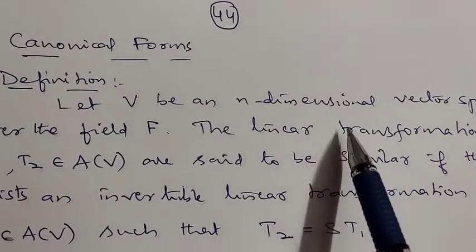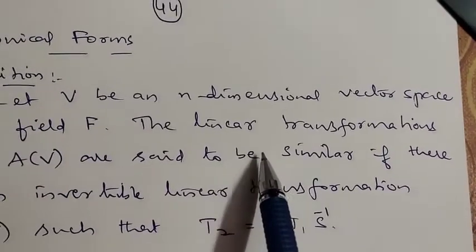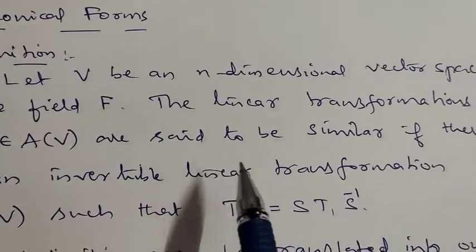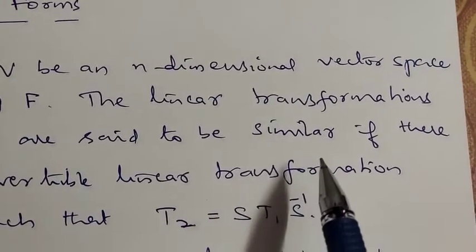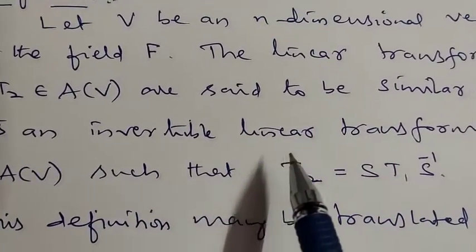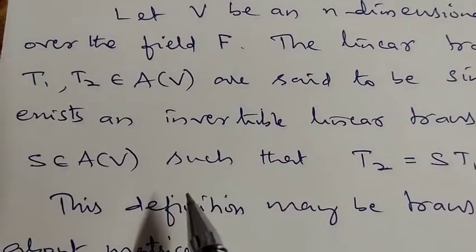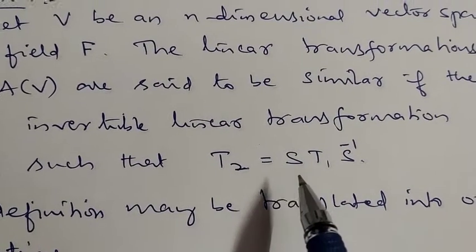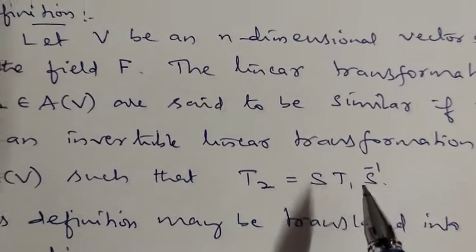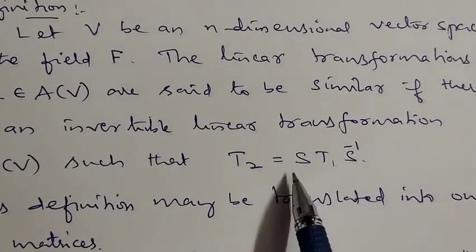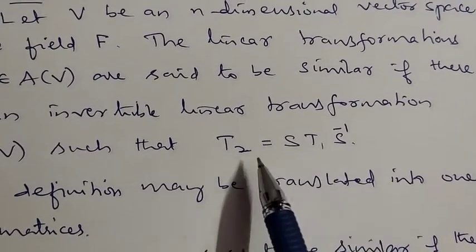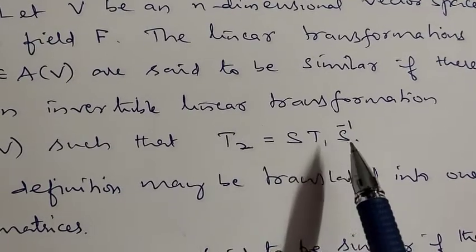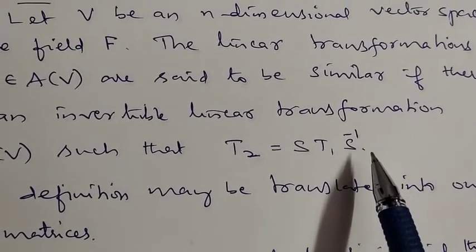We know that if V is an n-dimensional vector space over a field F, then the linear transformations T1, T2 belonging to A of V are said to be similar if there exists an invertible linear transformation S in A of V such that T2 can be written as S into T1 into S inverse. Okay, so now the transformations T1 and T2 are said to be similar transformations if this condition holds true. Or T1 can be written as U T2 U inverse.